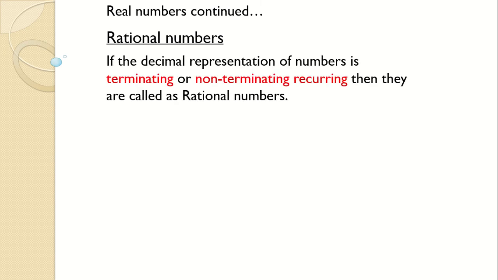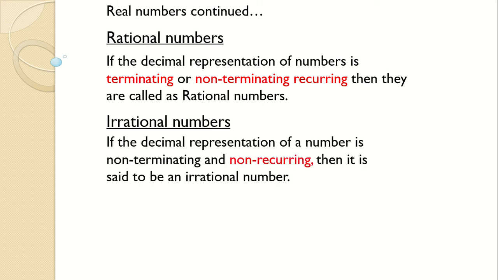Rational numbers. If the decimal representation of a number is terminating or non-terminating recurring, then it is called a rational number. If the decimal representation of a number is non-terminating and non-recurring, then it is said to be an irrational number. Now we have also learned that rational numbers and irrational numbers are two disjoint sets, which means there is nothing common in these two sets. If a number is rational, it cannot be irrational, right?